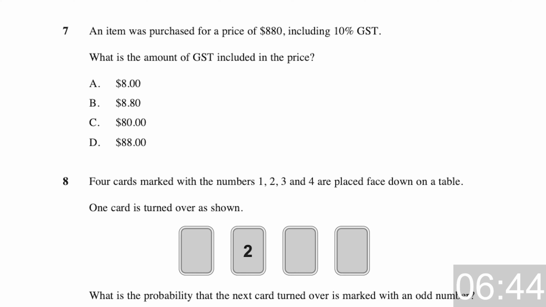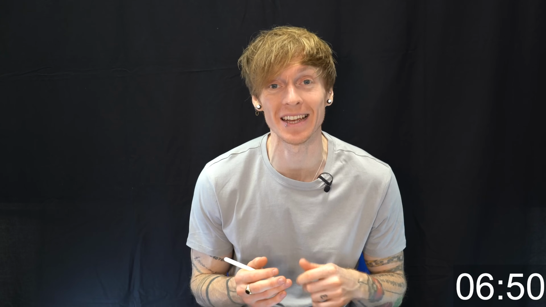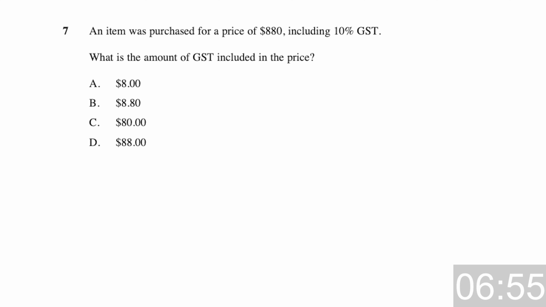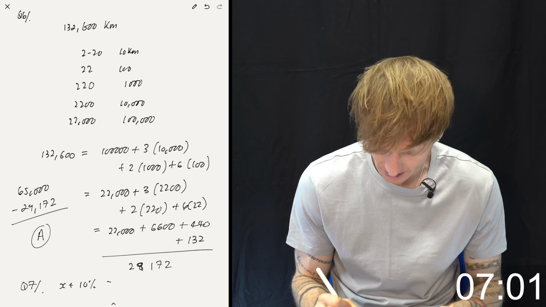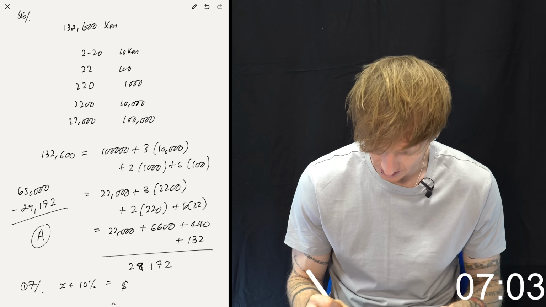Right, number 7. An item was purchased for $880, including 10% GST. I'm going to assume that's like Australian VAT or something. What is the amount of GST included in the price? So what do I know? I know that X plus 10%, I think, is going to be $880.